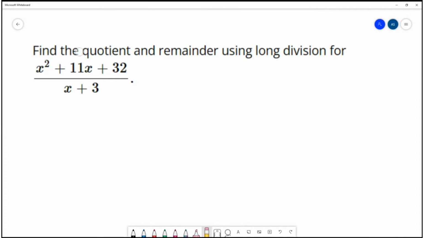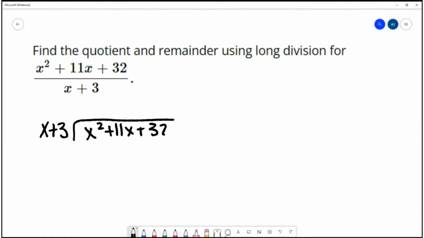On this question, we want to find the quotient and remainder using long division for x squared plus 11x plus 32 over x plus 3. I'm going to take x plus 3 and divide it into x squared plus 11x plus 32.